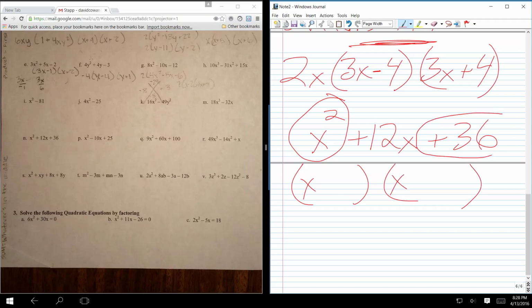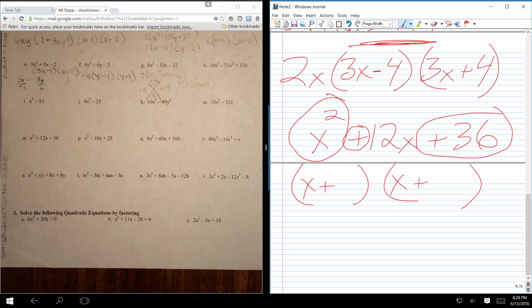What must the signs be to produce a plus 36? They have to be both positive or both negative. They have to be the same. So it has to be plus plus or minus minus. This tells you what it has to be right there. Plus plus. If this term was a minus, then it would be minus minus. So once you determine that the signs have to be the same, they are whatever the sign of the middle term is.